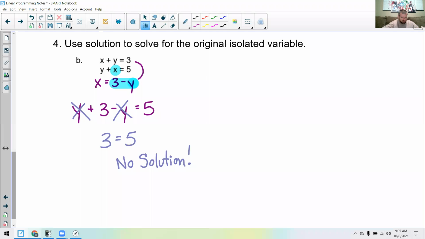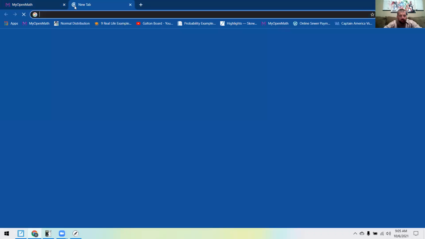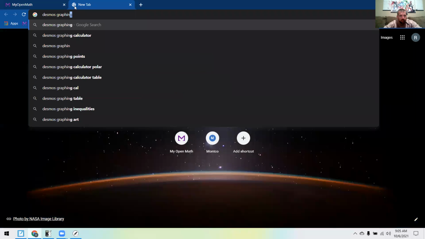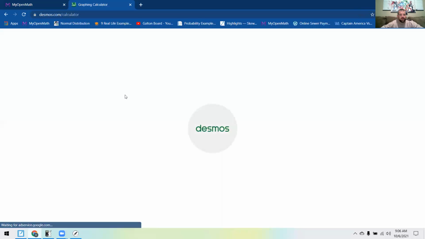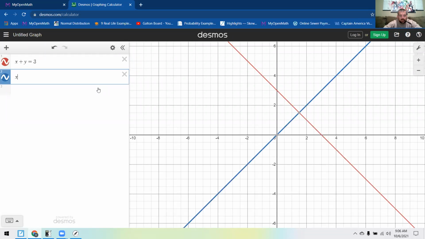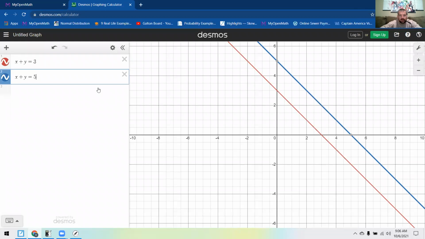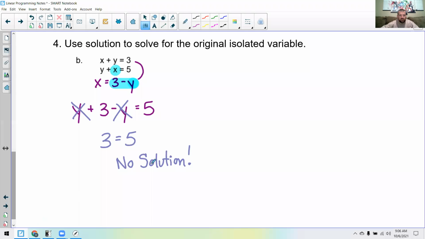Just to show you real quick, so we don't have to do it: if I graph x plus y equals 3 and x plus y equals 5, there are our two equations, and notice the lines are parallel. They never cross, the red and the blue. So we have an inconsistent system.